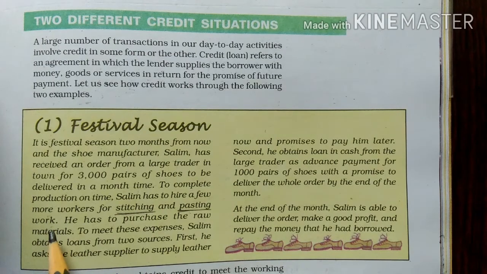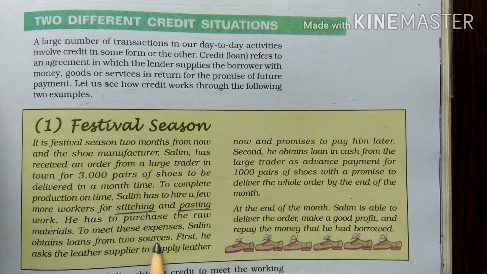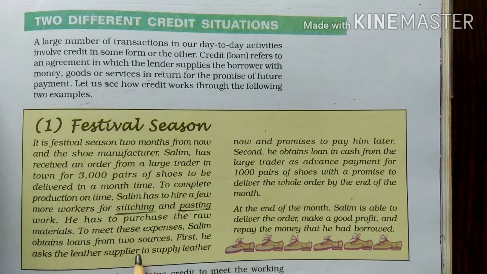And to complete this work, Salim, who is a shoe manufacturer, has to hire employees for stitching and pasting work. He has to purchase the raw materials. To meet these expenses, Salim obtains loans from two sources. And to complete this goal, Salim has two options.